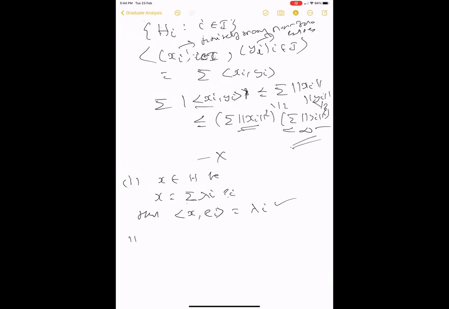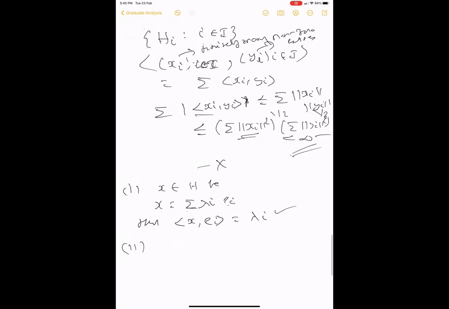Okay. The second property, because we may be using this again and again. This second property has nothing to do with the first property. Whatever x looks like, if x looks like summation lambda_i e_i, then the inner product of x with e_i is that lambda_i. That is clear, right? Okay.